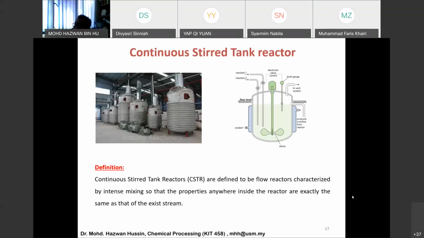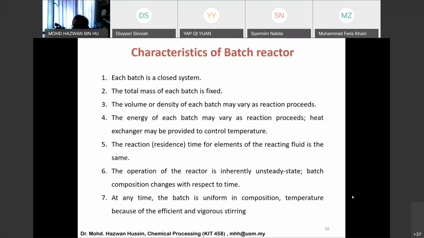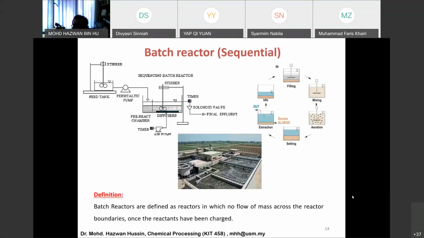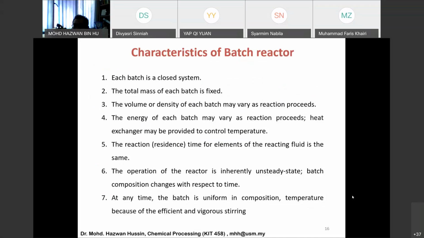Right. So far, any questions on the batch reactor before we move on to the continuous stirred tank reactor? Any soalan? Anything that you didn't understand about the batch reactor?